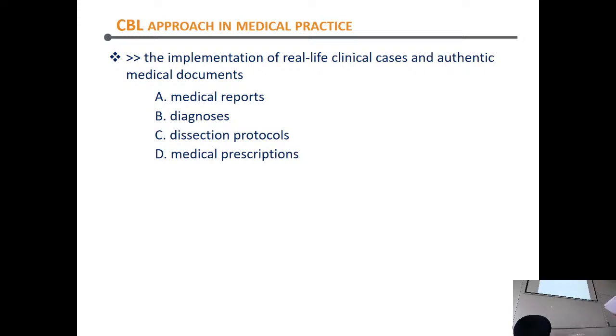If we can move to the other slide, what we try to do is to engage and motivate students using authentic medical materials of various kinds. We include medical reports, diagnosis, dissection protocols, and medical prescriptions. I have some examples here.